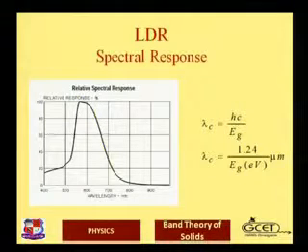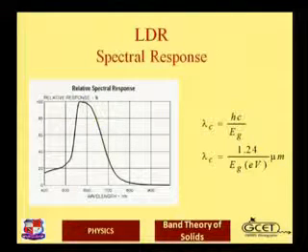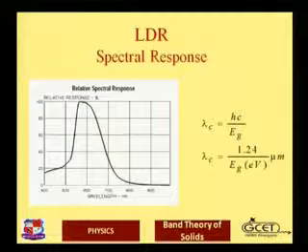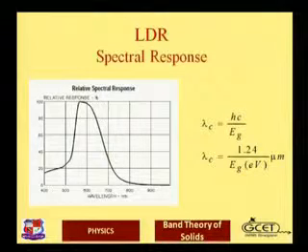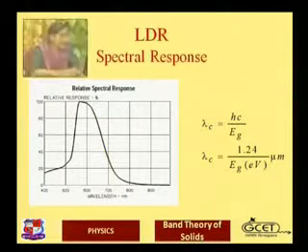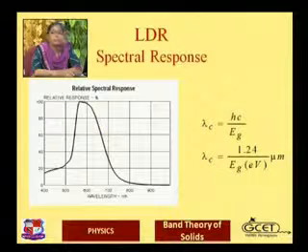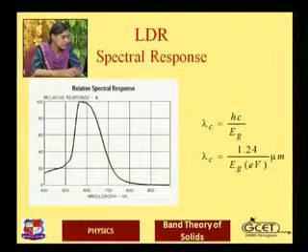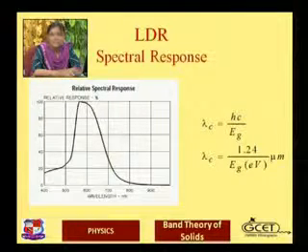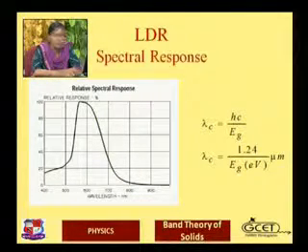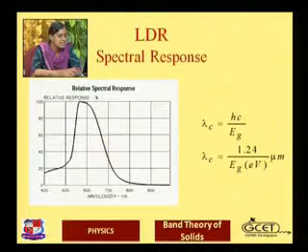So this is actually the spectral response, the second characteristic of the LDR. It is a relative spectral response in terms of percentage. It gives the number of photons on the left hand side on the y-axis, and it gives the wavelength on the x-axis. One can see that at a particular wavelength, that is the critical wavelength of that particular material, one can have the highest response from the LDR.